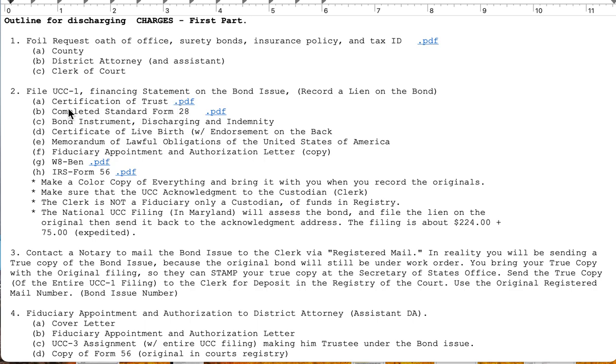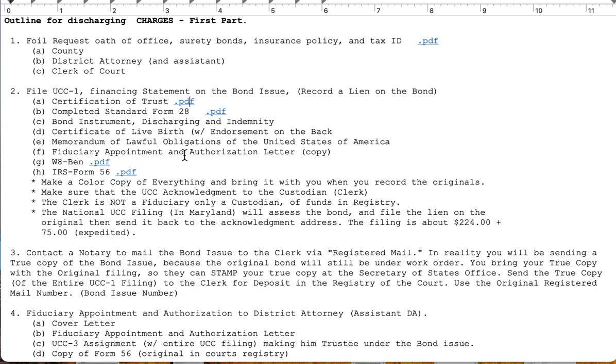So there's going to be a certification of trust, the Form 28, we went over that, the bond instrument, certificate of live birth with the full faith and credit of the United States, certificate attached, and an endorsement on the back. The memorandum of lawful obligations of the United States has to be in here. We just kind of looked at that memorandum of law. It's going to be 2 pages.